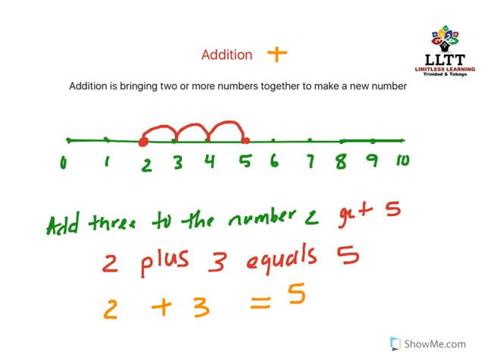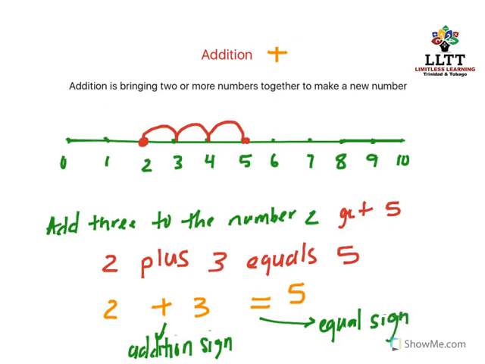So this is my addition sign. The cross is my addition sign. This is my equal sign. And the numbers that I add, which are 2 and 3, are called addends, A-D-D-E-N-D. Now, you don't necessarily need to know this, but it's always good to know it. So they're called addends.